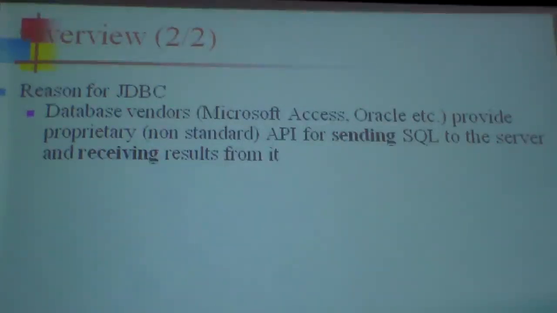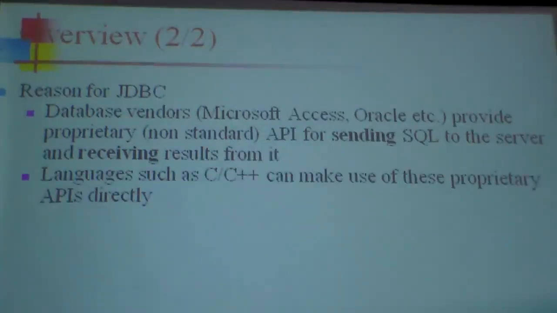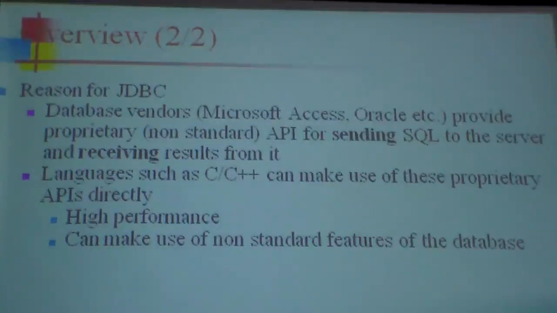So what about other languages? We need another connection. We said C++ can, but you have to use ODBC, and it is a little bit difficult to write because there are updates in the database itself. But Java can solve this problem. We can see how a language such as C++ can make use of this proprietary interface as an application directly, and maybe it is high performance, and you can even make use of non-standard features.